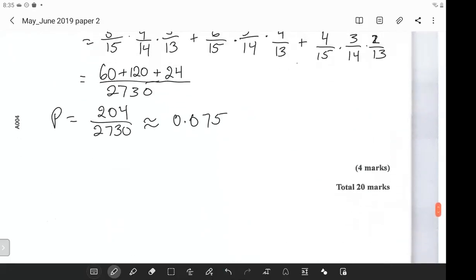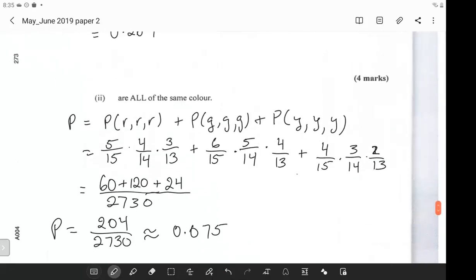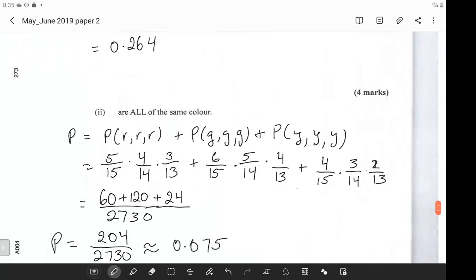But they didn't specify which color. They just say all are the same color. Now, if they say that all was red, then you'd have just done this piece. If they say only green, that would have been this piece, or only yellow, that would have been this piece. But since they didn't really specify a color, you have to add the states.